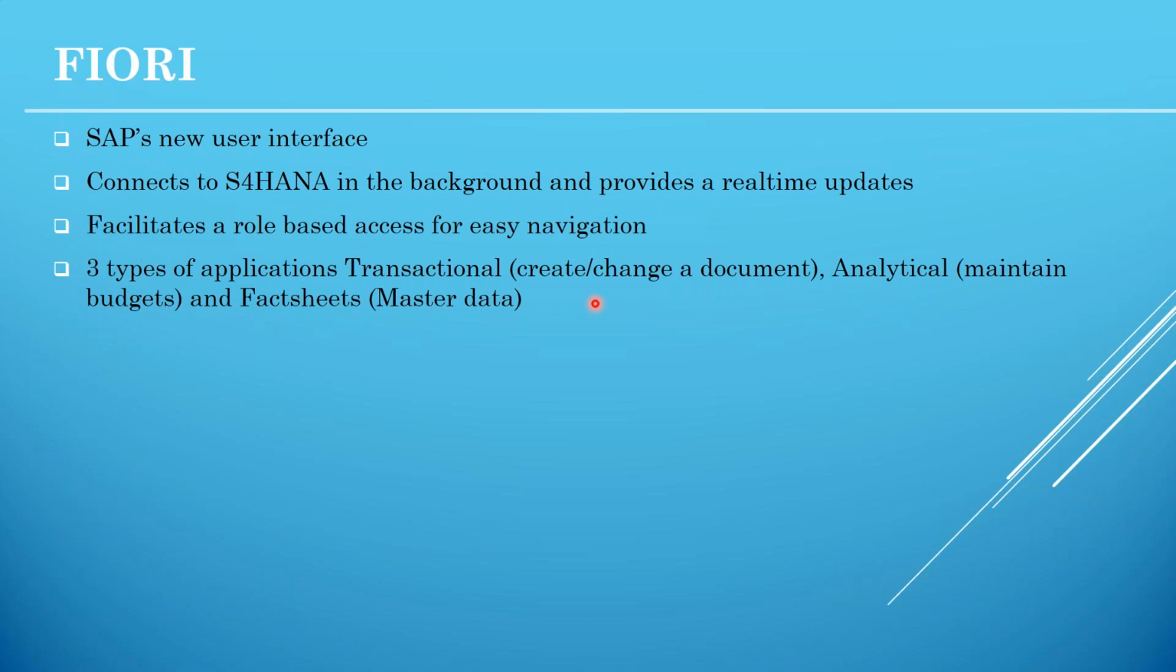But with the HANA database, the analytical capability is also built into the database itself. That is something called OLAP, online analytical processing. Usually the traditional databases used to do only OLTP, online transactional processing. They do only the transaction records, and they have another tool like BI and BW to do the analytical things, OLAP. But with the HANA database, HANA can do both transactions and analytics at the same time.